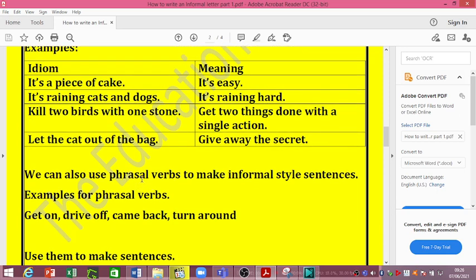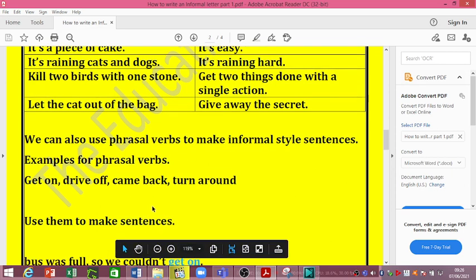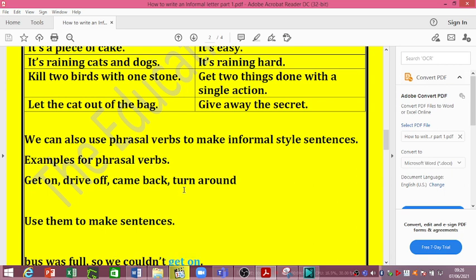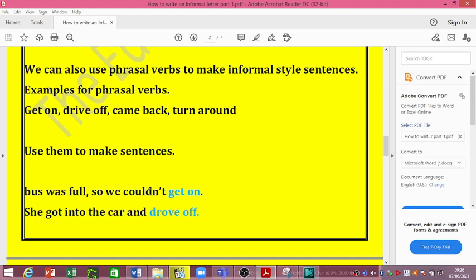Right. Then the next thing, we can also use phrasal verbs to make informal style sentences. We see examples for phrasal verbs. Get on is a phrasal verb. Drive off is a phrasal verb. Came back, phrasal verb. Turn around, phrasal verb. Yes, we can create phrasal verbs with verb plus preposition. There is also a separate meaning. Then we can use them to make sentences.